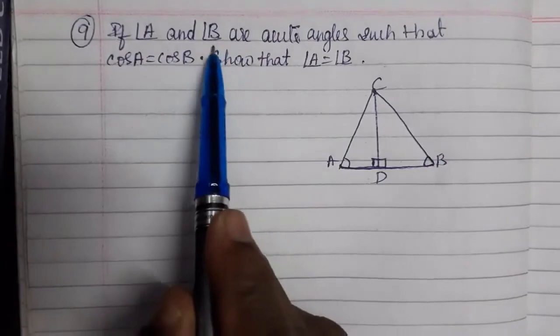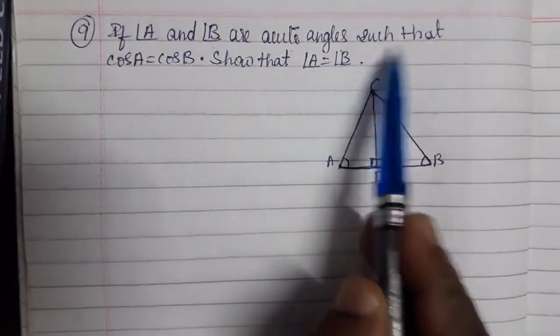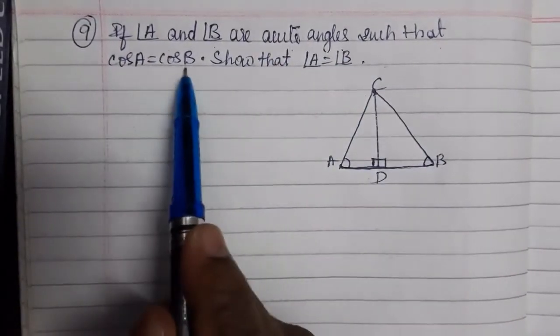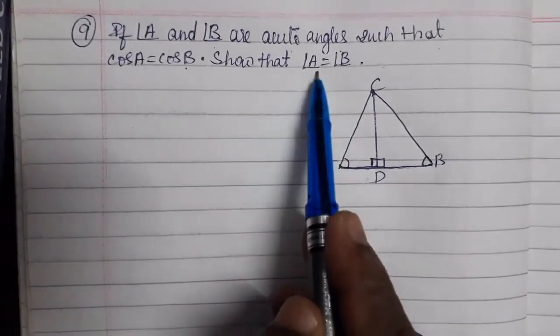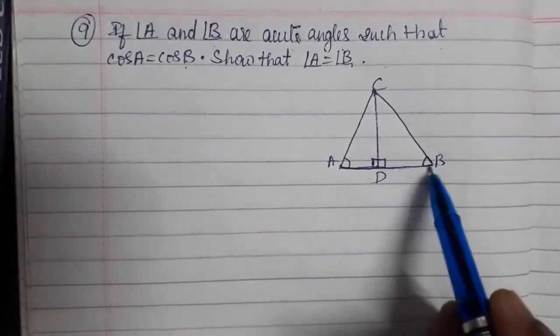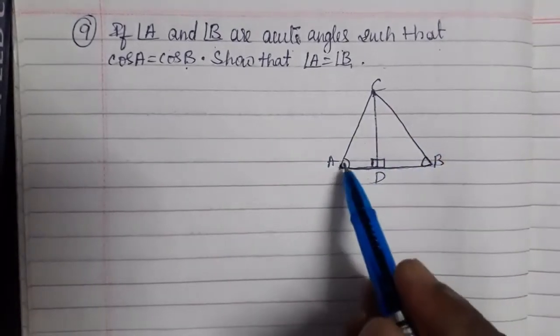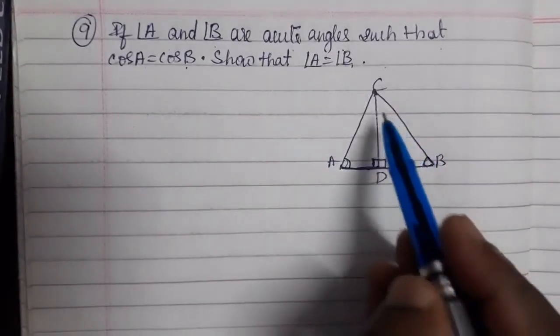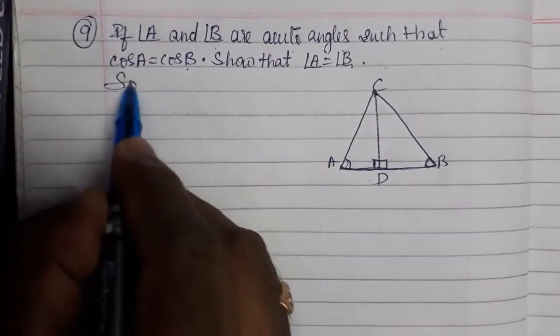If angle A and angle B are acute angles such that cos A is equal to cos B, show that angle A is equal to angle B. For this I need a diagram. I will take triangle ABC. Okay. Now angle A, angle B is acute angle. So our solution starts like this.